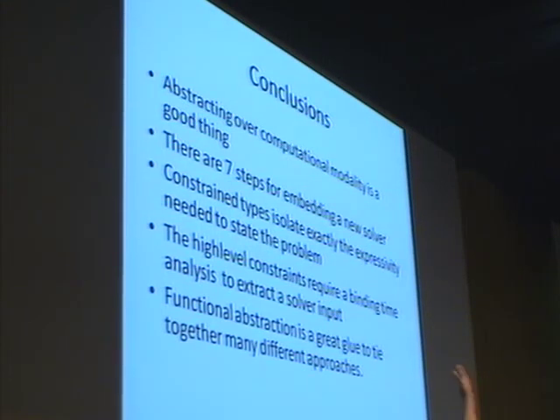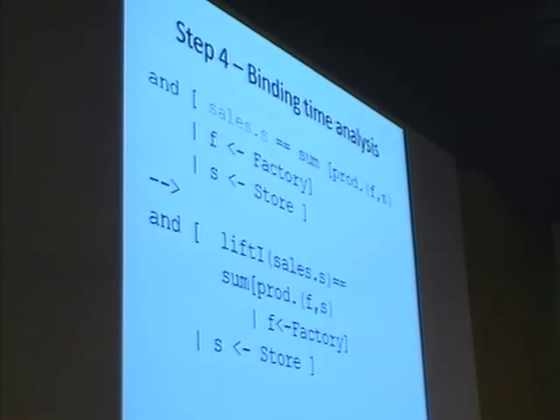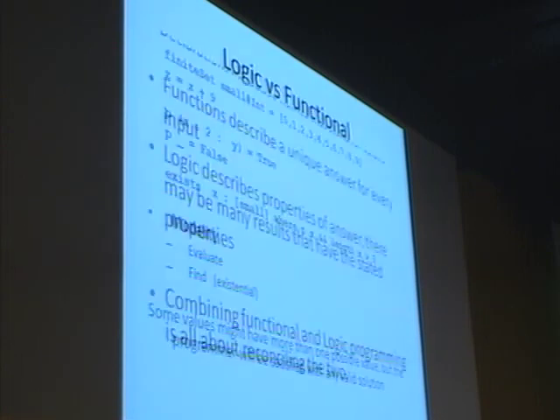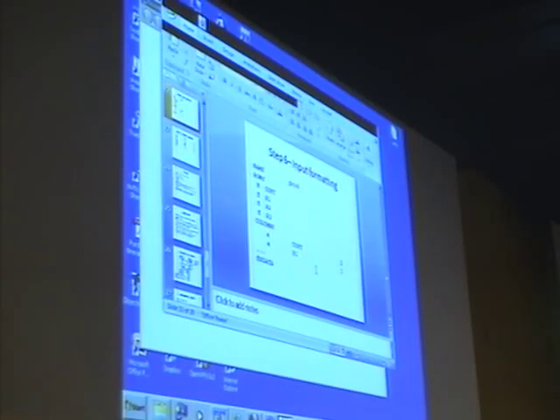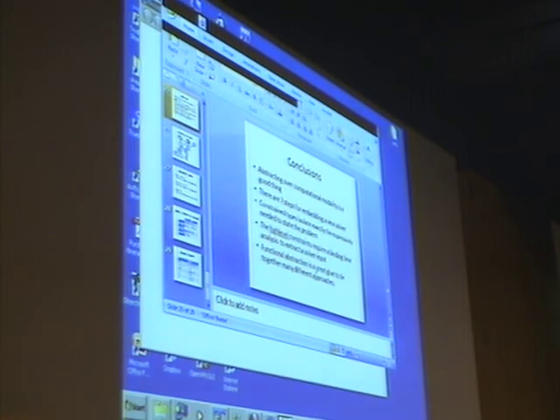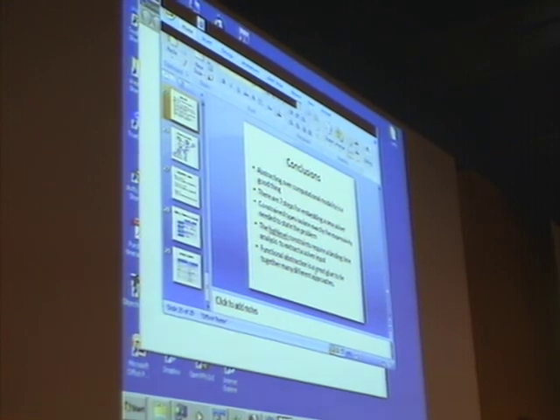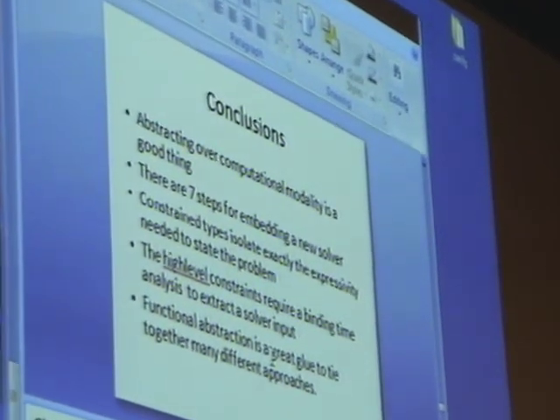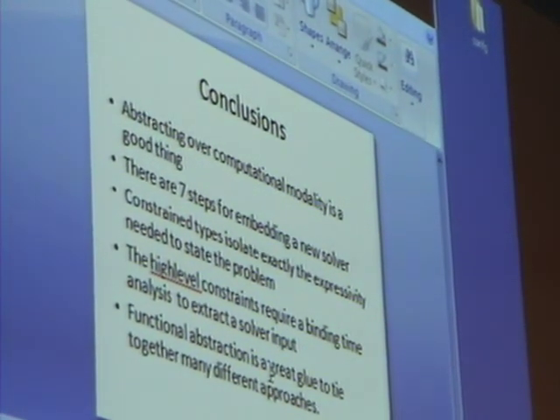These constraint types isolate the expressivity needed to state the problem. These constraints here are exactly the constraints that you write, and they go into the constraint types. The thing that took me a long time to figure out is that the constraints require a binding time analysis. You can't do this with type classes in Haskell because some things are known and some things are not known. So it needs an extra step.